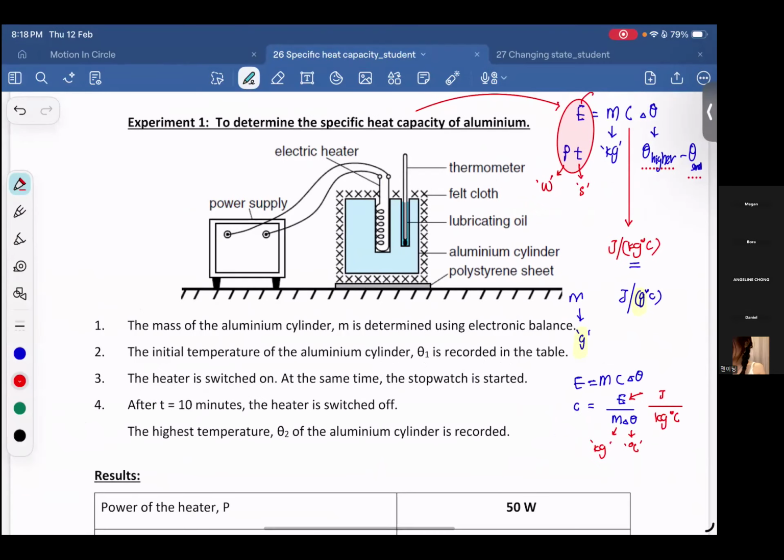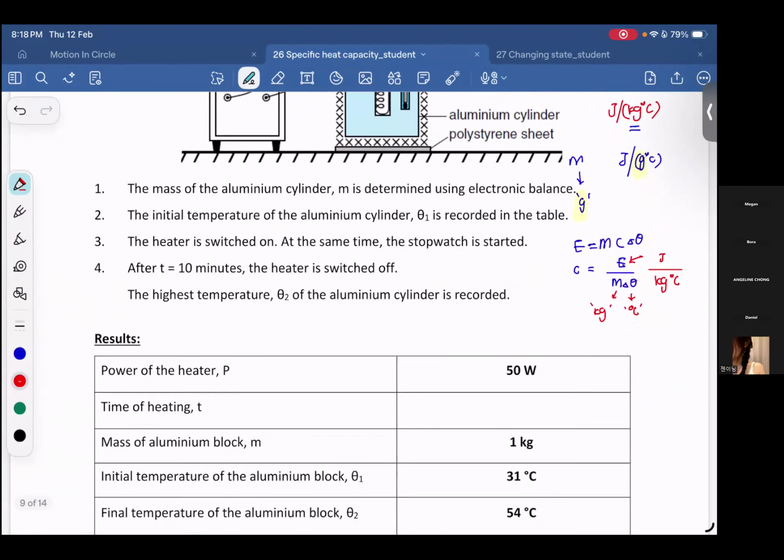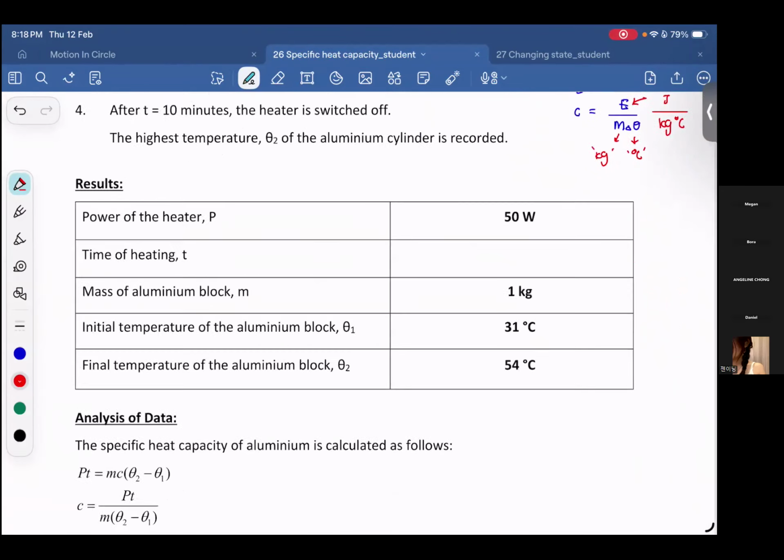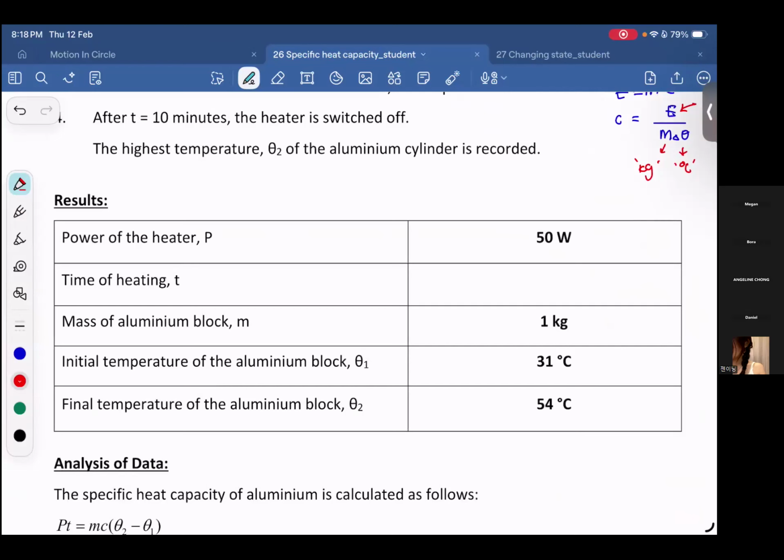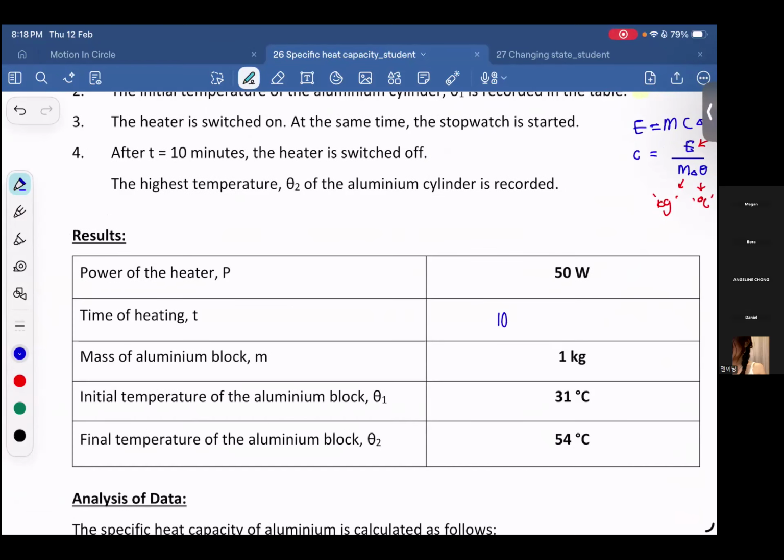All the process is already the procedure for how we do it, which I already explained. So assume that we get this experiment result. The power for the heater is 50 watt. The time we heat up is 10 minutes. But as I told you, don't forget to convert it into seconds, because power times time is energy, in joule. So your unit for the time should be in second. 10 minutes times 60 seconds, so you will get 600 seconds.